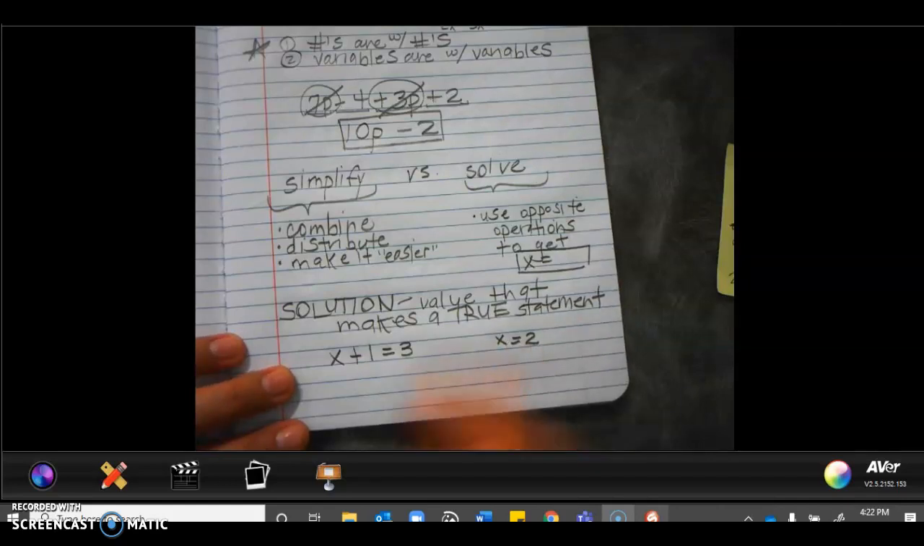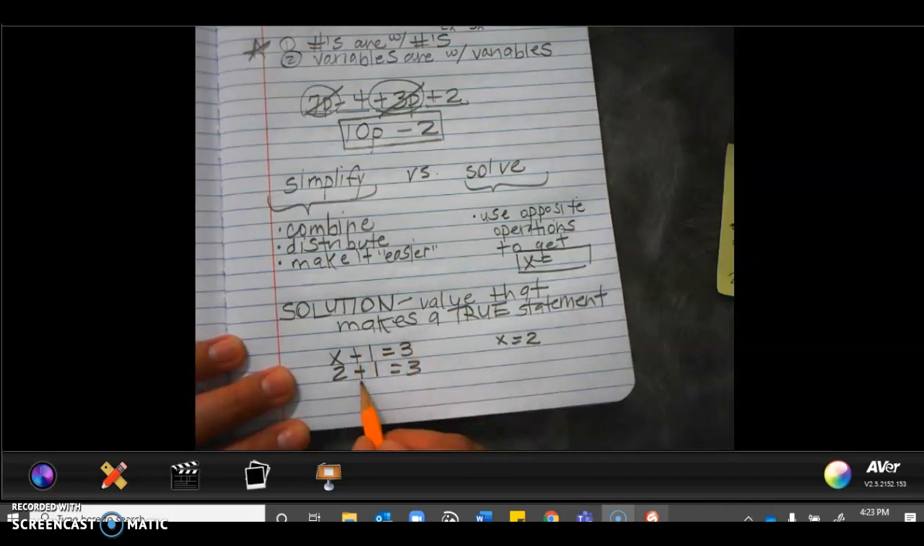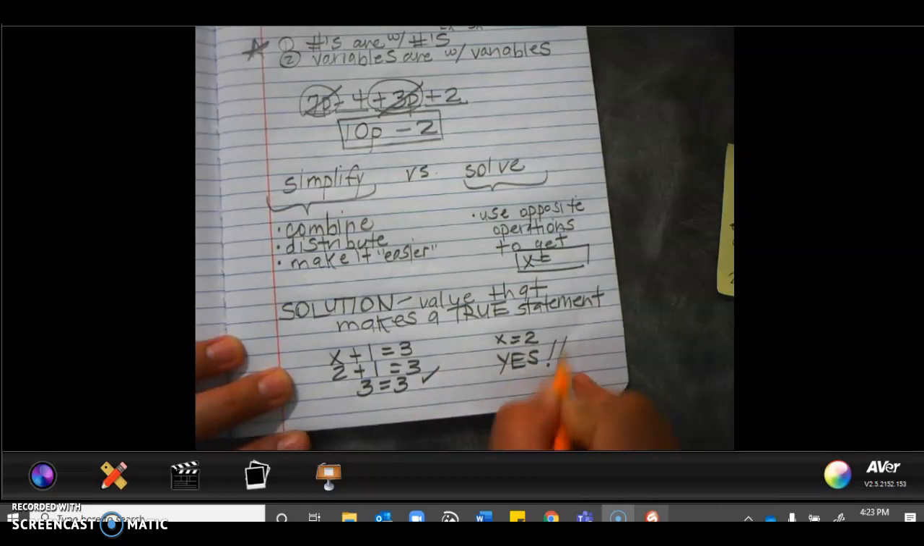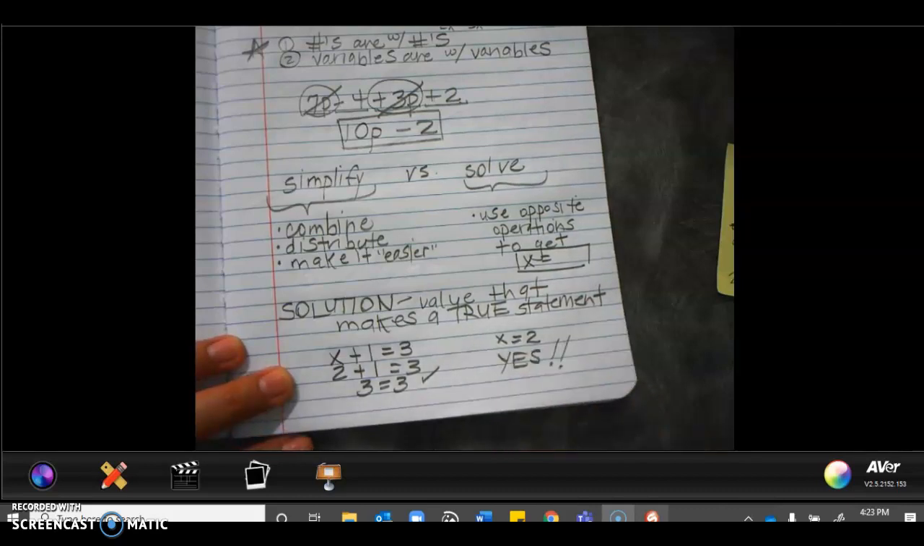So if I plug a 2 in for this x value, 2 plus 1 equals 3. I'm going to simplify the left-hand side. 2 plus 1 is 3. It is equal to 3. It makes a true statement. So yes, x equals 2 is a solution.